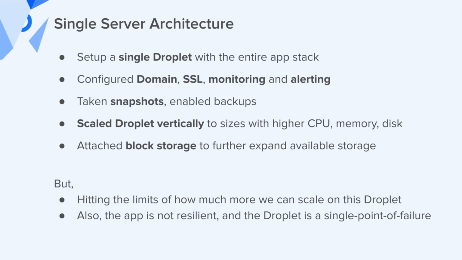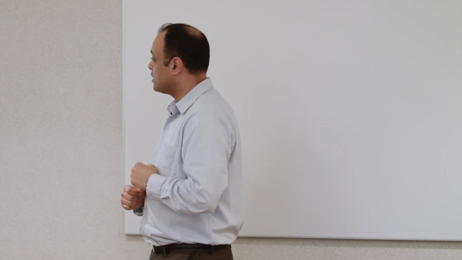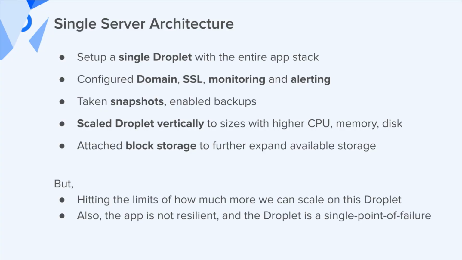So just to summarize, we've set up a single Droplet with the entire app stack on it: your entire web server, app server, database, all of the storage. We've configured the domain name on it. We've configured SSL to make sure the traffic to and from it is secure. We've set up monitoring and alerting. We've taken snapshots, and most likely enabled backups. We've scaled the Droplets vertically to sizes with higher CPU and memory, and we've attached block storage.